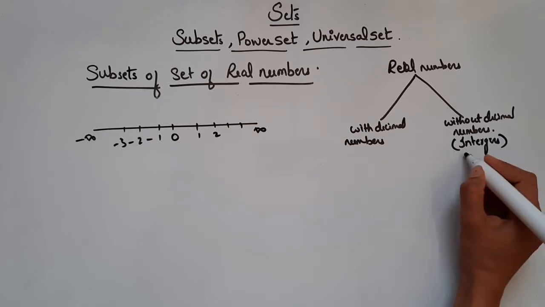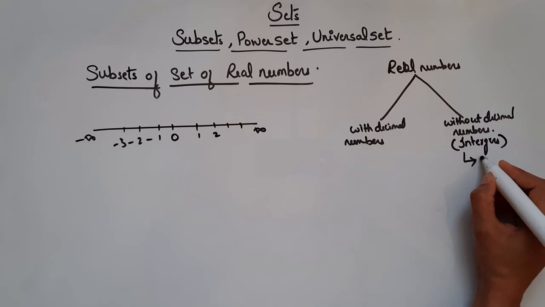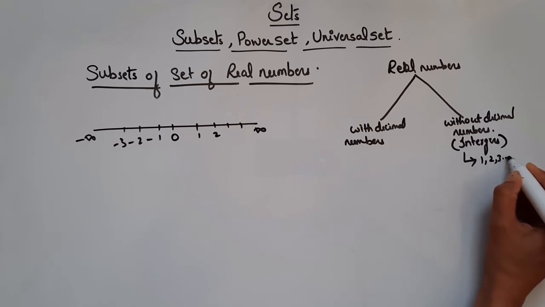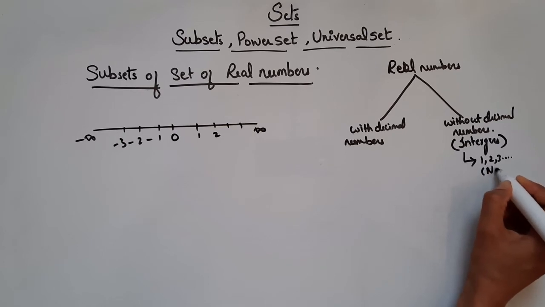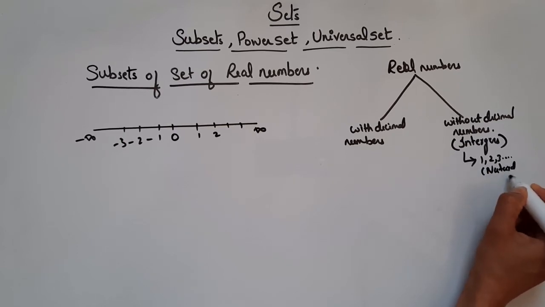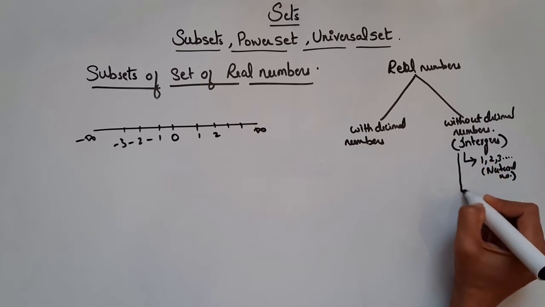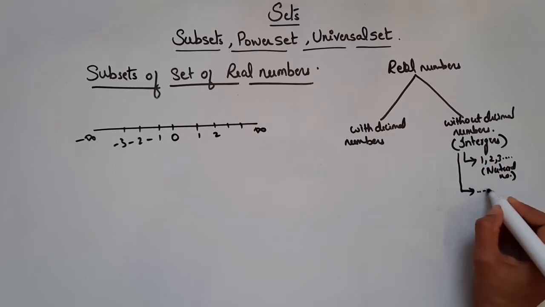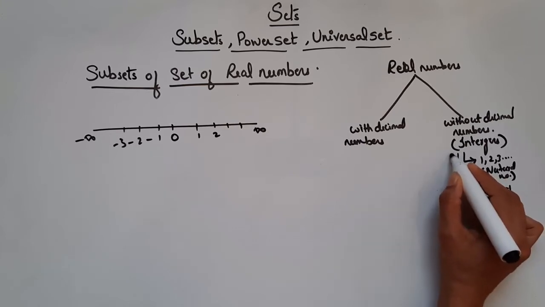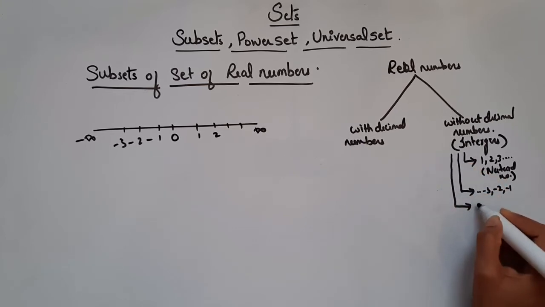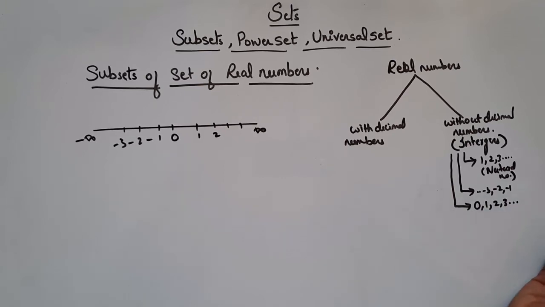So in integers we have positive integers. Positive integers are 1, 2, 3 and so on. These are also natural numbers, right? And integers also include negative integers. Negative integers are minus 3, minus 2, minus 1. And these integers also include whole numbers. Whole numbers means 0, 1, 2, 3 and so on, right?